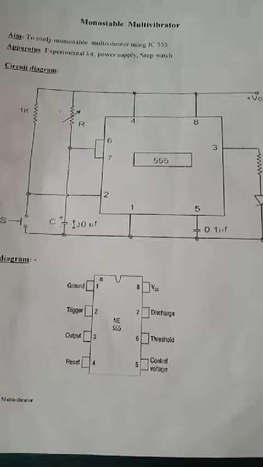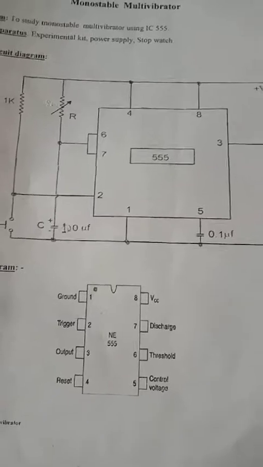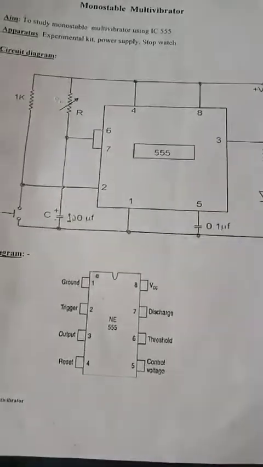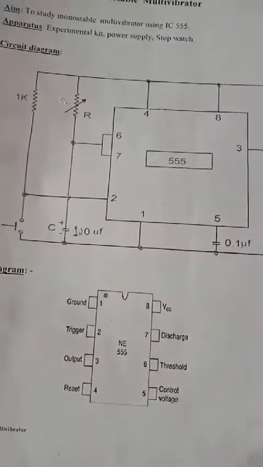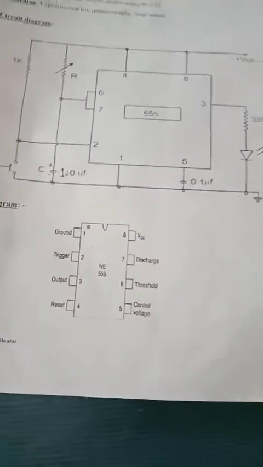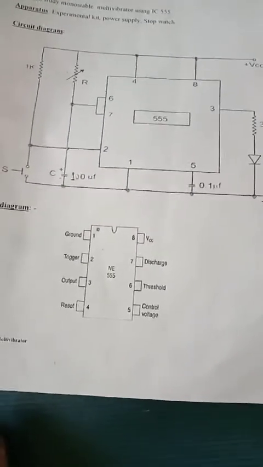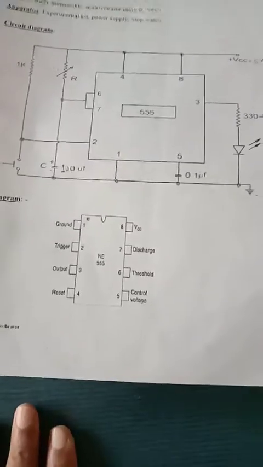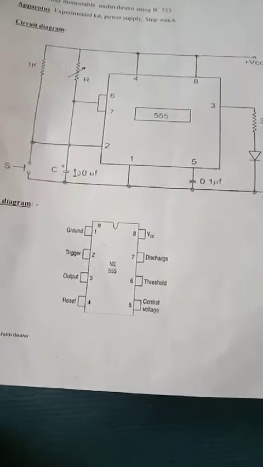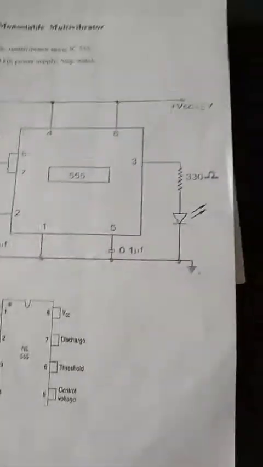Mono means one. In monostable mode of operation, the output is in only one stable state, that is the low state. Whenever we are not applying the trigger pulse to pin number 2, the output remains in the same state, that is low. But when a trigger pulse is applied to pin number 2, the output state changes and it becomes high.